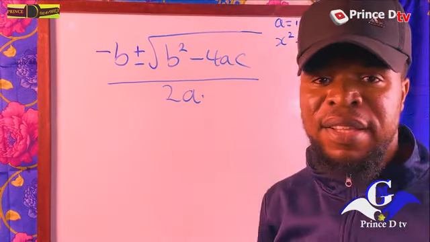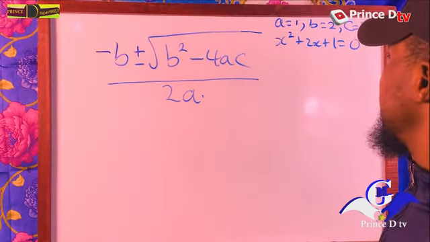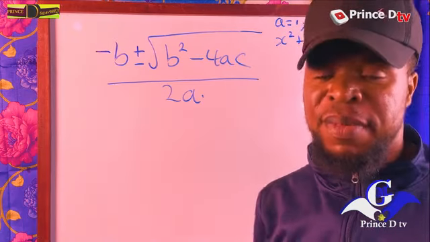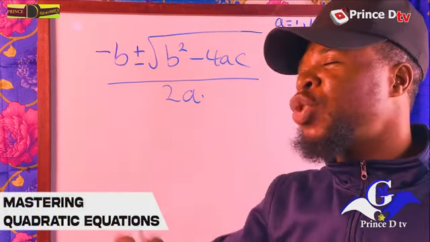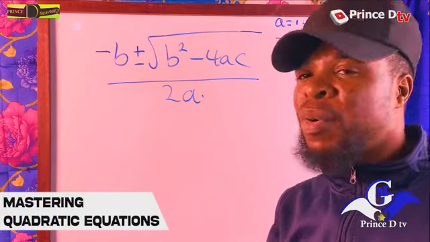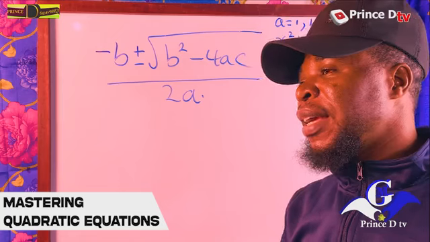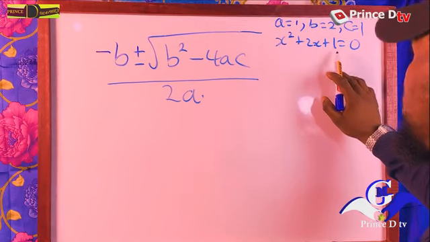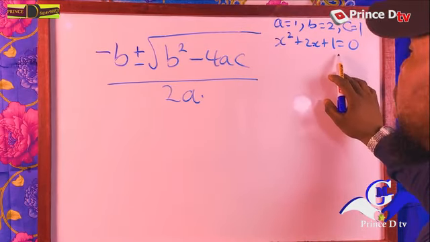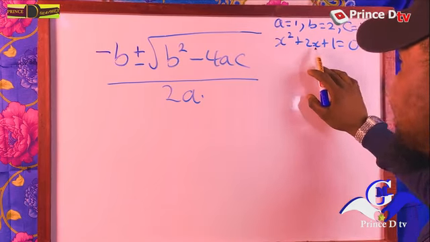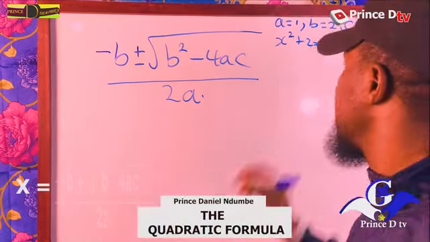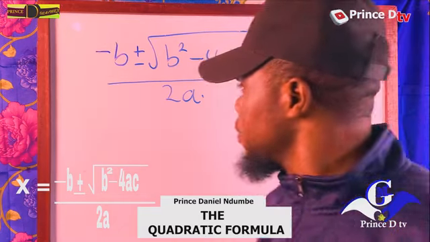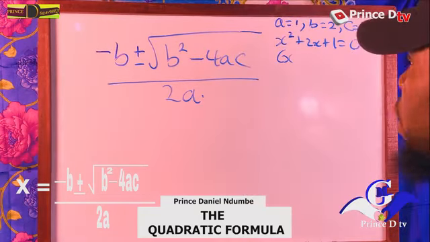Okay? And the sum will give us that. In this particular example, of course, it can also be factorized, but not in every case. So the quadratic formula comes to remedy a situation where it cannot be factorized. Here the product of 1 and 1 gives us 1, and the sum gives us 2, so it can be factorized. But that's not the concern. Our concern is on the quadratic formula.